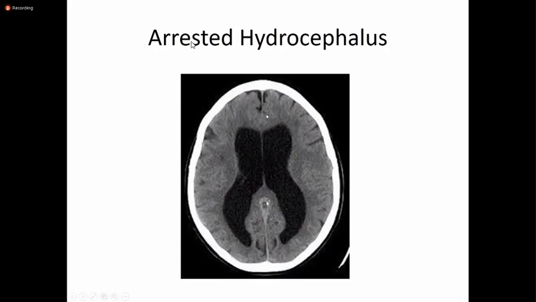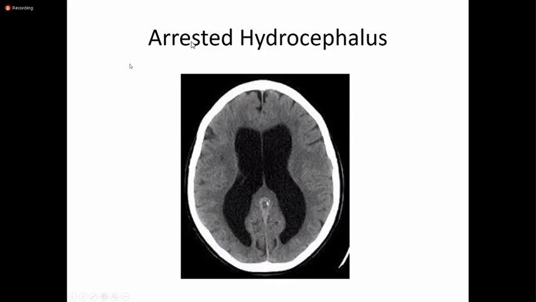The patient will be completely normal. We will not see any signs of raised intracranial pressure like headache, vomiting, and so on. And if you do the fundoscopy, there will be no papilledema. So this is a dilated ventricle where you cannot see the periventricular lucency, and the sulci can be appreciated well. This is known as arrested hydrocephalus, where there are no clinical signs and symptoms.